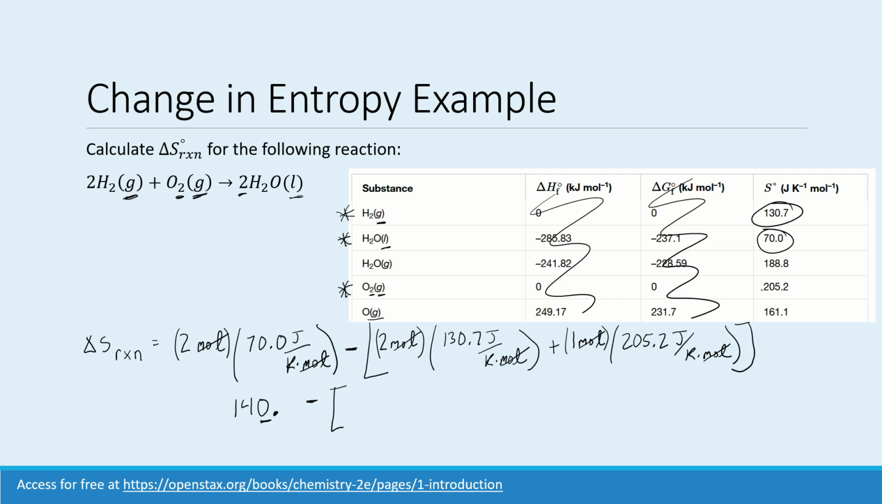And then we're going to subtract from that 2 times 130.7. That's going to give us 4 significant figures because we have 4 sig figs in 130.7. So that's 261.4. Okay, so that goes out to the tenths place. And then add to that the 205.2. And we know that all of this is going to be in joules per Kelvin. Again, make sure to add your 2 reactants together before you subtract them from that 140.